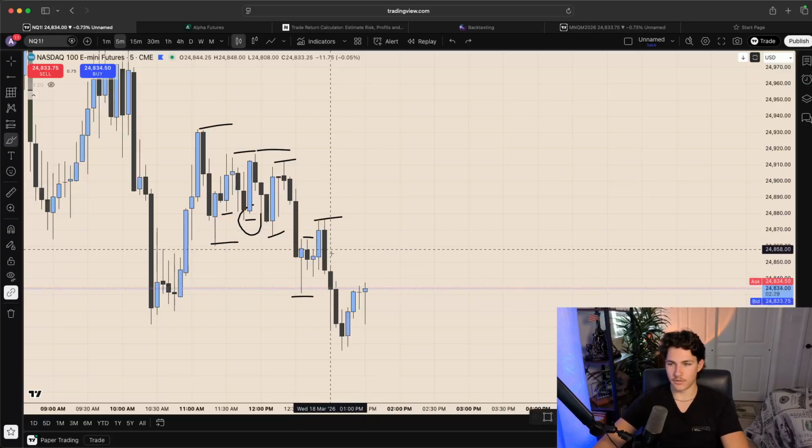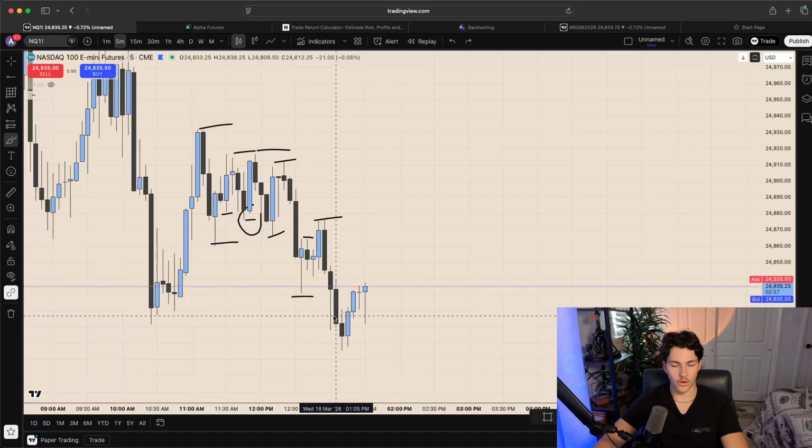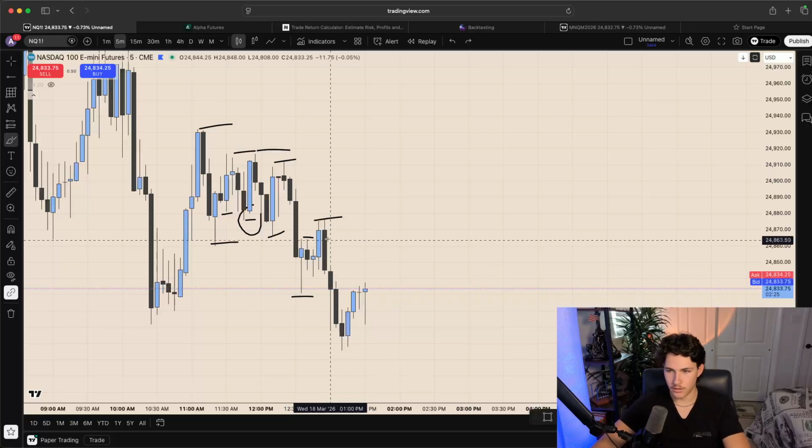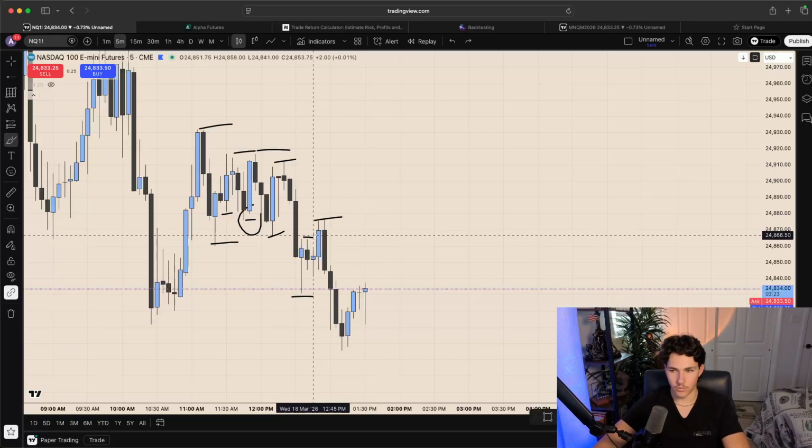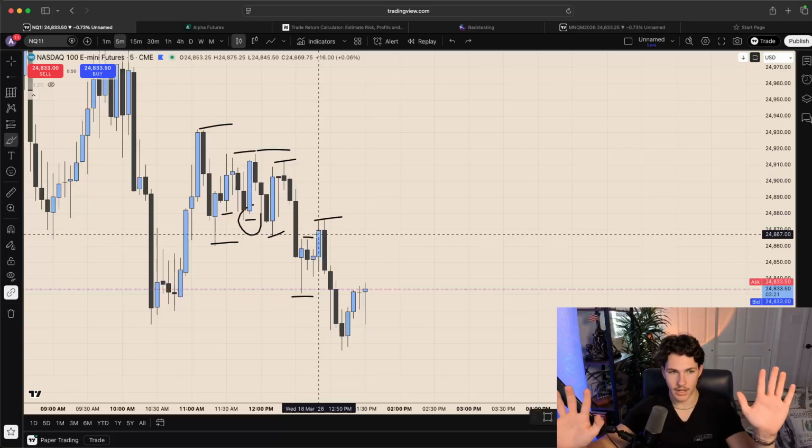This is a move down. You can see here we broke that low. Cool. We are back in a downtrend. You would not do anything once this breaks. You're waiting. Hands off the keyboard. I don't know what's going on in the market.